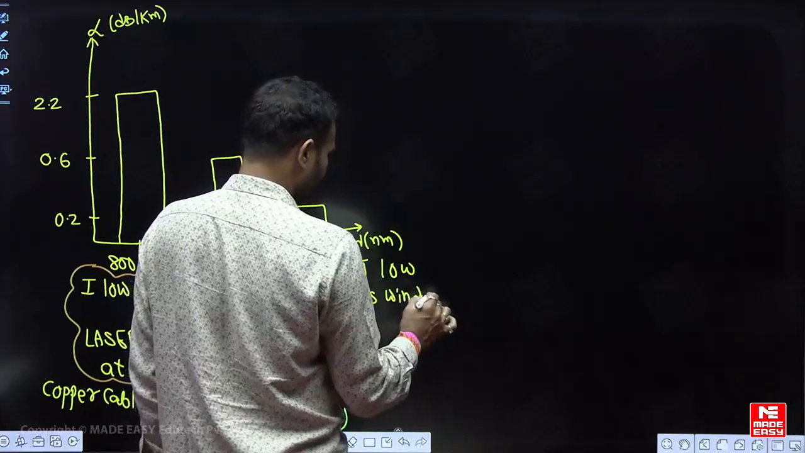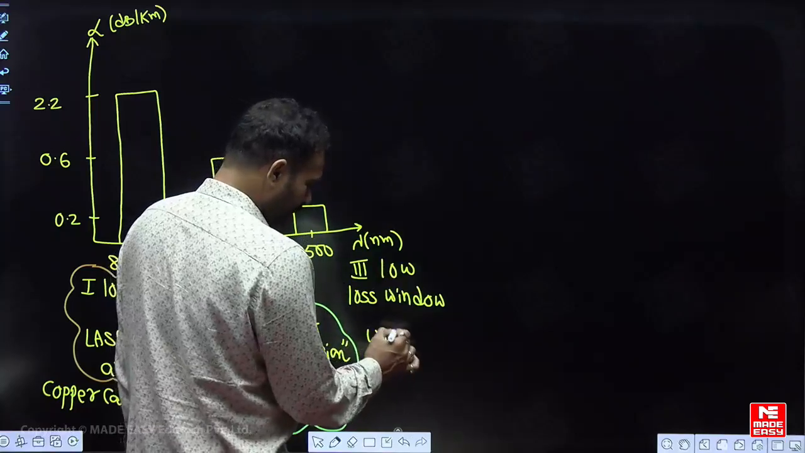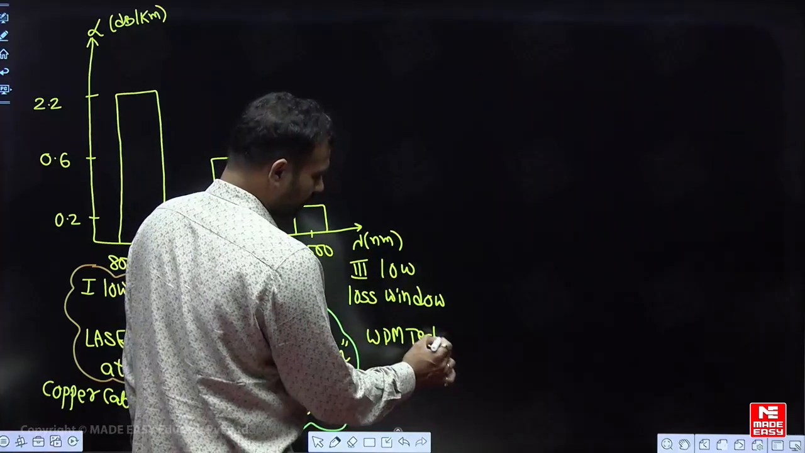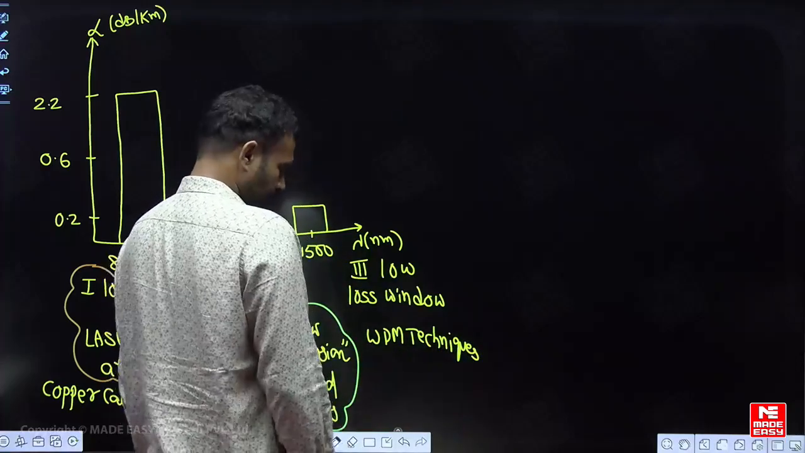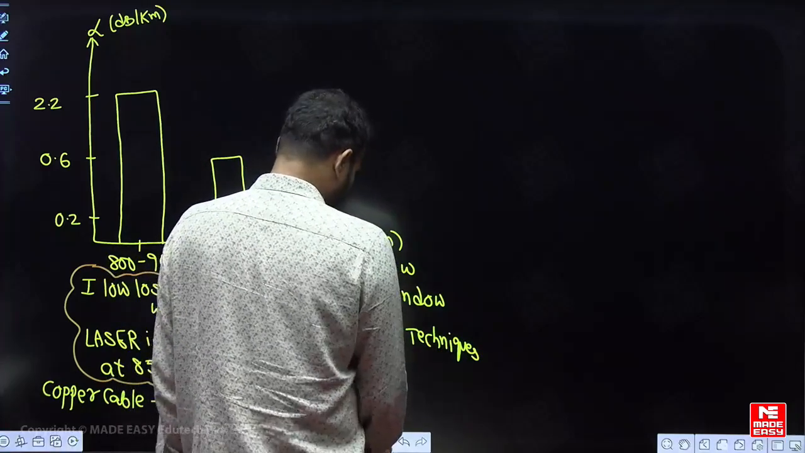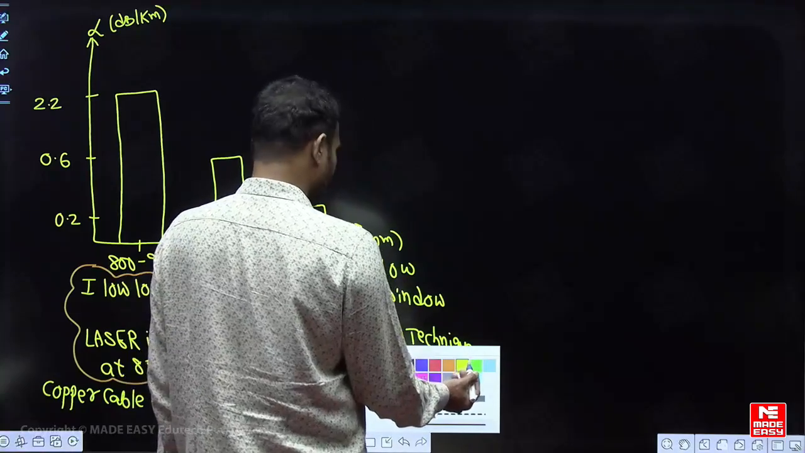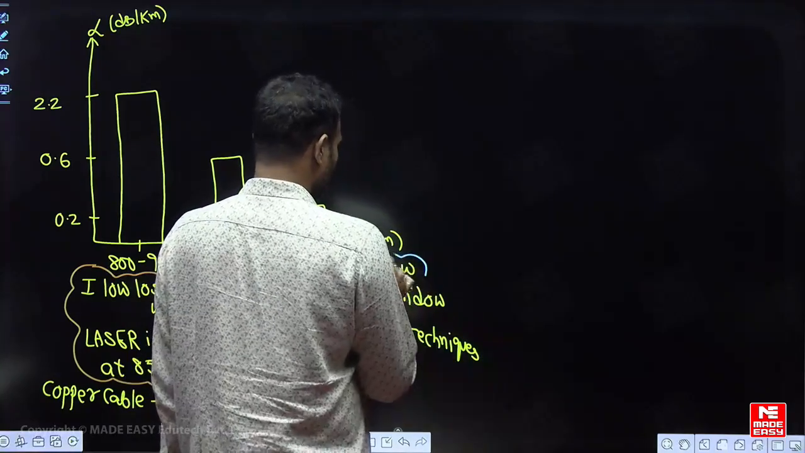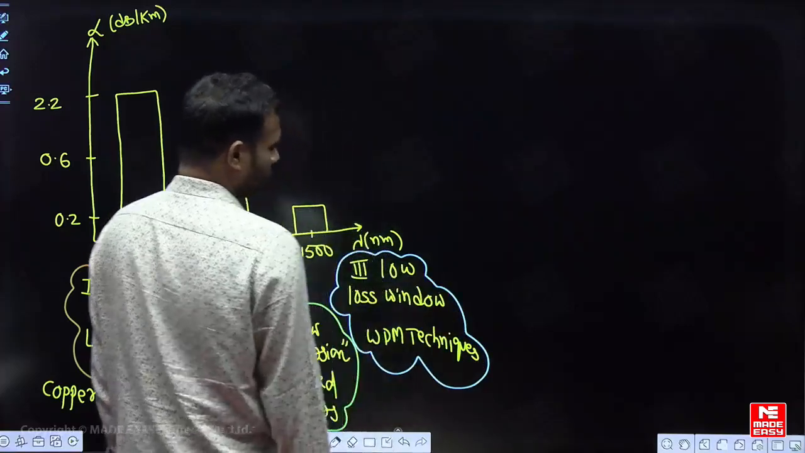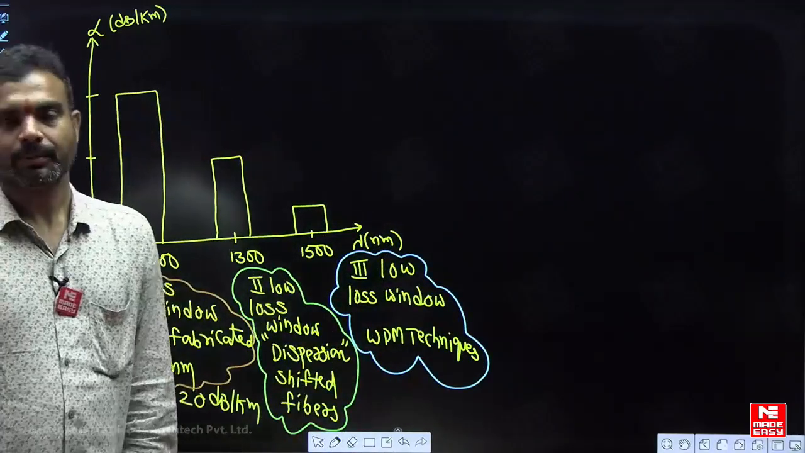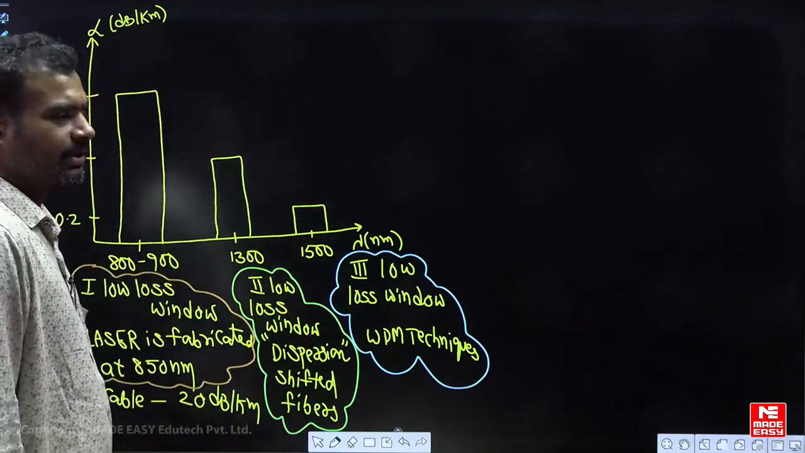In the third low loss window, WDM techniques are used, meaning wavelength division multiplexing techniques. These are the milestones we find technology-wise when talking about optical fiber cable. By this we can see the drastic change in telecommunication.